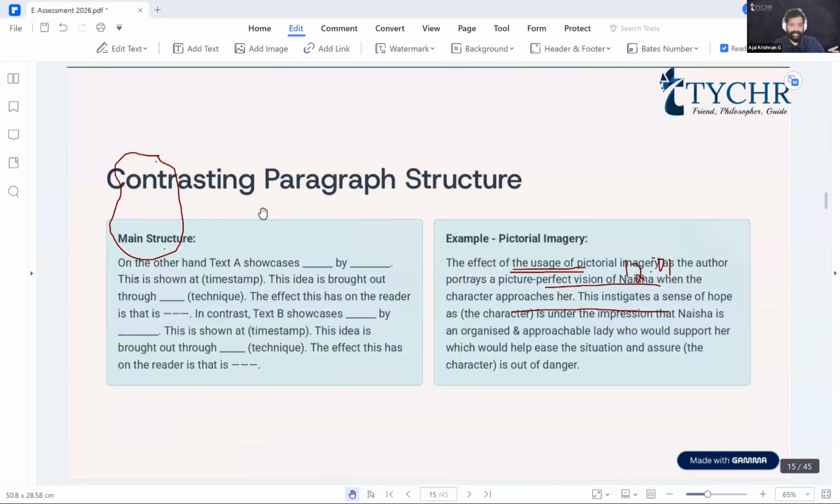Now, again, we'll come back to the contrasting structure. So here you're contrasting. As you know, you wrote one paragraph for your comparison, where you'll be explaining how two things are to be compared using what elements and structure. And then what is left here is contrast.